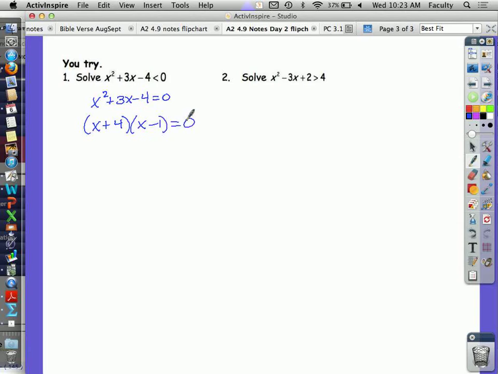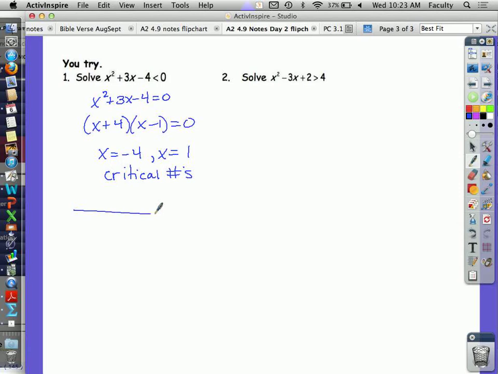And remember from the video, check your work when you factor. Just take a brief moment to make sure that works. And so the solutions are x equals -4 or x equals 1. And these are called critical numbers.